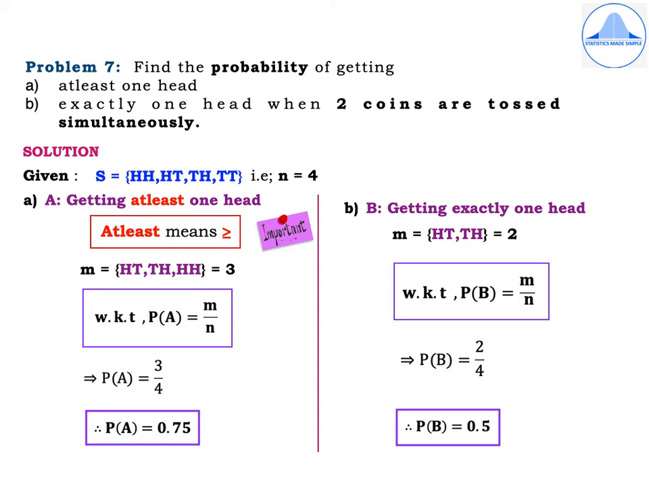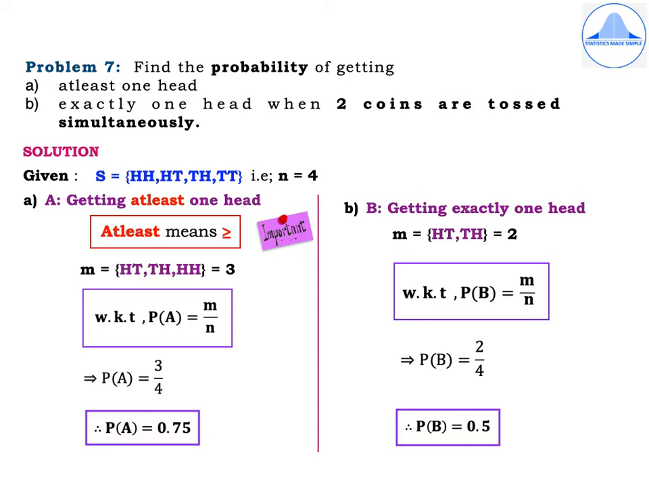Problem 7. Find the probability of getting (a) at least one head, (b) exactly one head when two coins are tossed simultaneously. Starting with the solution, there will be 4 possible outcomes when two coins are tossed simultaneously, and the outcomes are written in the sample space as S is equal to HH, HT, TH and TT. That is N is equal to 4.